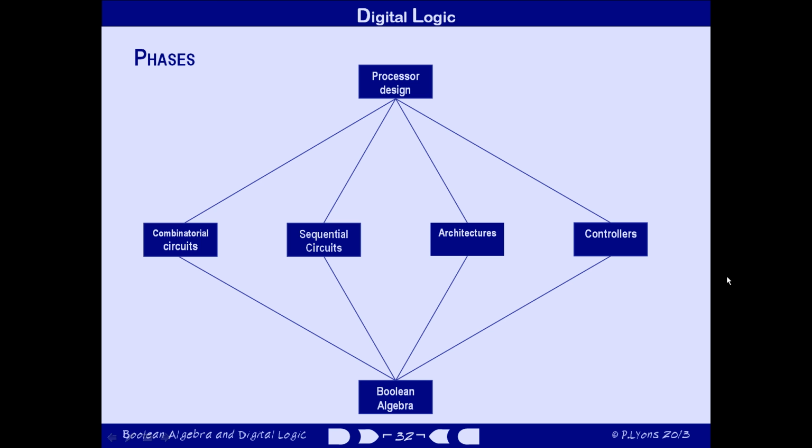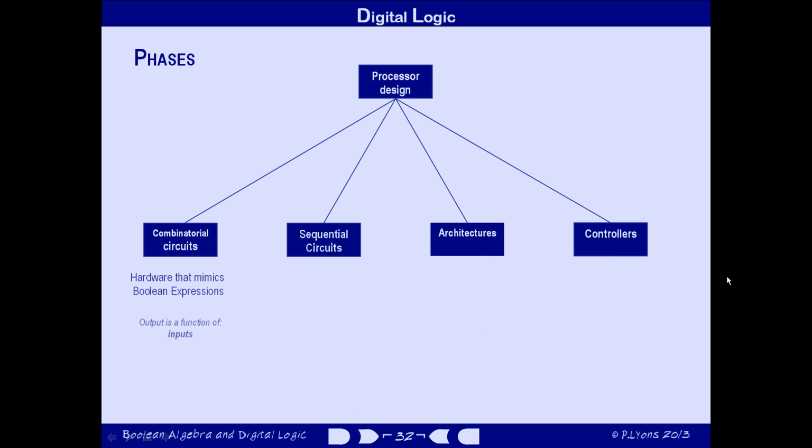So, to summarise, combinatorial circuits mimic electrically the mathematical behaviour of a Boolean expression. Formally, we can say that their output is a function of their inputs. Circuits of that sort can perform a variety of simple calculations, but there are some aspects of a processor that require something else. Not a lot, mind you.